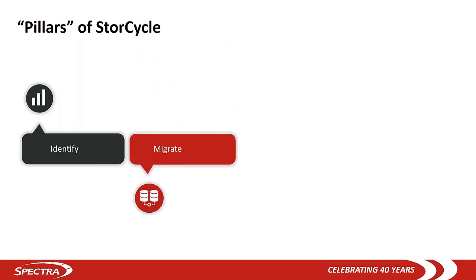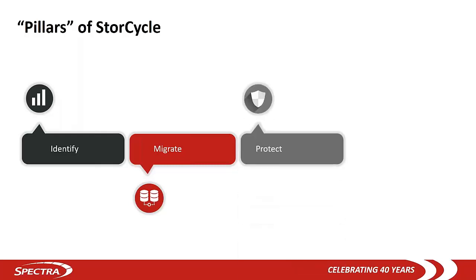The second, of course, is that it's going to migrate that data. It's going to move it to lower cost storage. That could be the cloud. That could be NAS. It could be object storage disk. It could be tape. It could be any combination thereof, which brings us to our next area that StorCycle focuses on, which is protecting the data.